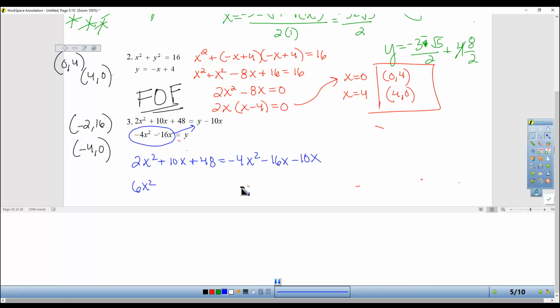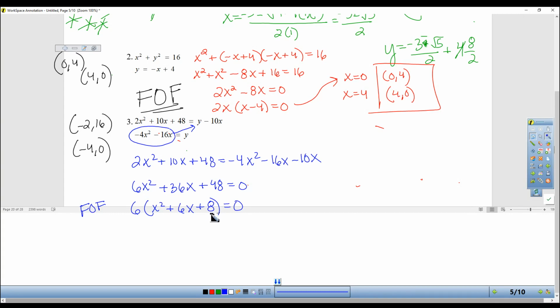The 16x comes over, and that gives me 26x. And the 10x comes over. Can I do that all at once? Will that bother you, anybody? And that's actually going to give me plus 36x. And then there's no numbers to put together, so plus 48. These are some big numbers for factoring, so don't forget to factor out first. 6 comes out, and look at that. That's going to make that whole problem so much easier.